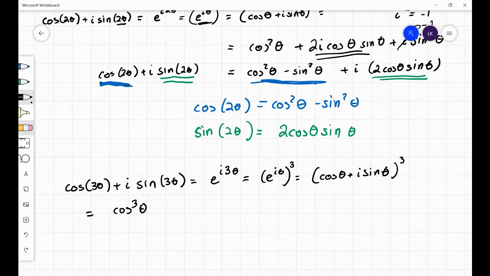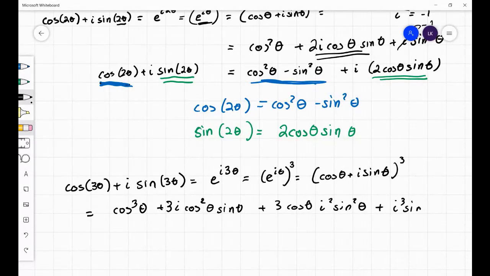The cosine cubed plus 3i cosine squared plus 3, and then cosine theta i squared sine squared, and finally i cubed times sine cubed. So you might want to review binomial expansion. It's related to the thing called Pascal's triangle. That's where you take a plus b to some power n and you expand it in a formulaic way.